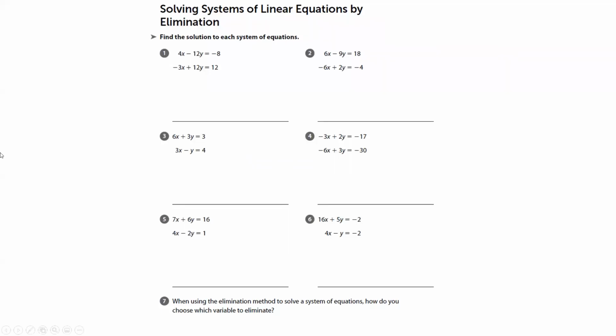For today's assignment, you're asked to solve systems of linear equations by using the elimination method. I'm going to do a few of the problems from the assignment in case you've forgotten how to do this or you just want to check your work. I'll be looking at number 1, number 3, and number 4 in this video.